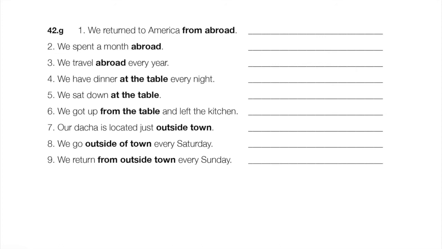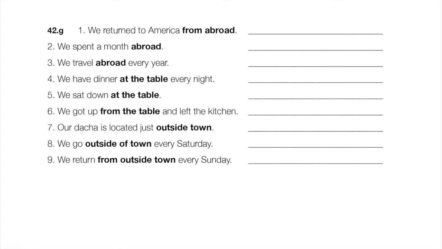Okay, 4, we have dinner at the table. Okay, so literally behind the table, that's going to be где, right? Where do you have dinner? Мы ужинаем за столом каждый вечер. 5, we sat down at the table. Okay, we're moving into this position. That's куда, за plus accusative. Мы сели за стол. За стол.